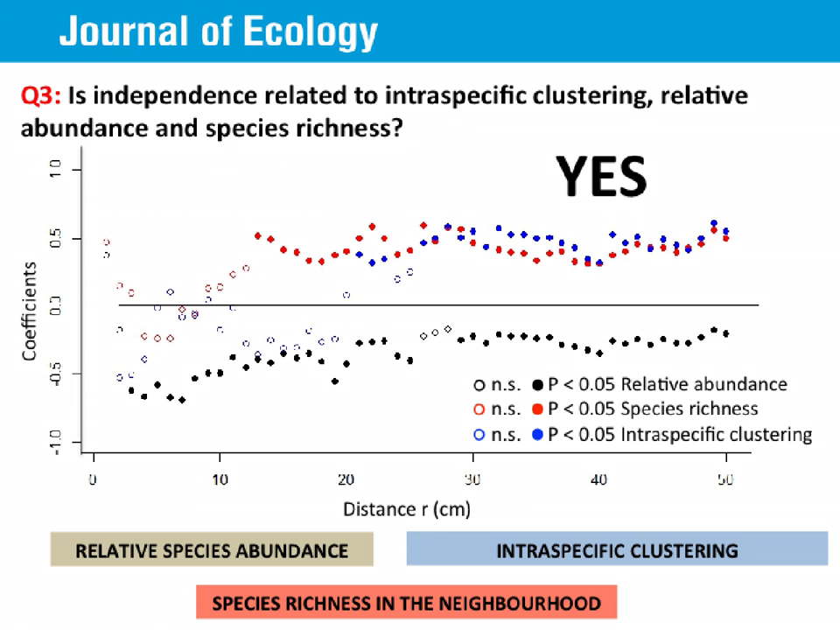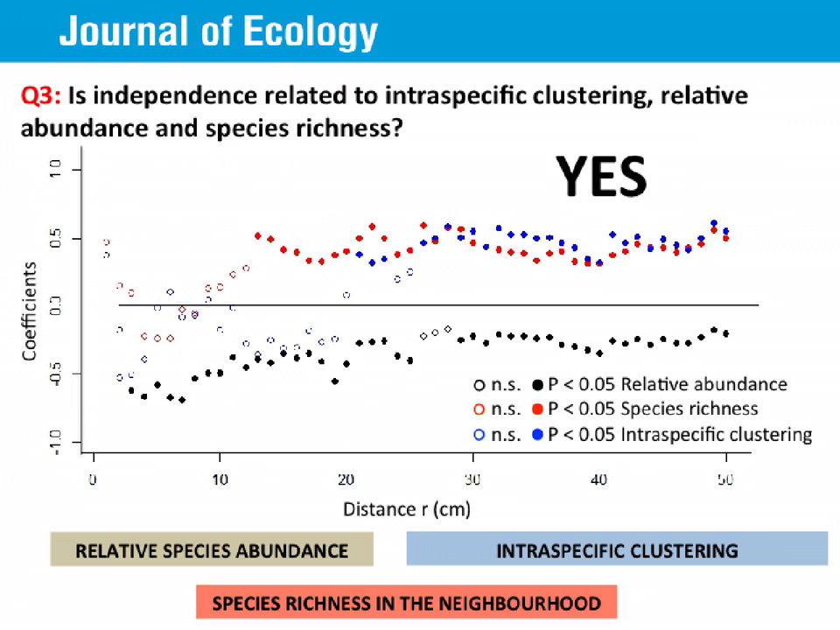As you can see, species richness in red had positive coefficients that were significant from 10 centimeters. That means that the more richness a species has in its surroundings, the more likely to be independent of other species. We found the same pattern for intraspecific clustering. So in blue in the figure, a species surrounded by conspecific individuals is more likely to be independent of other species. In black, I'm showing you the coefficients for relative abundance.